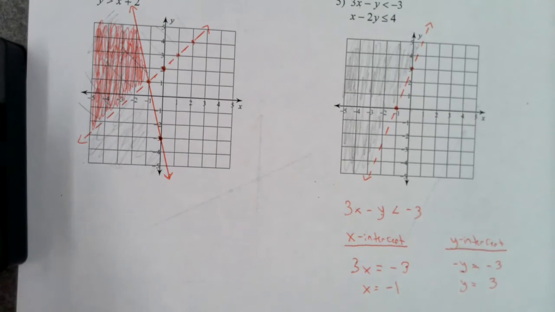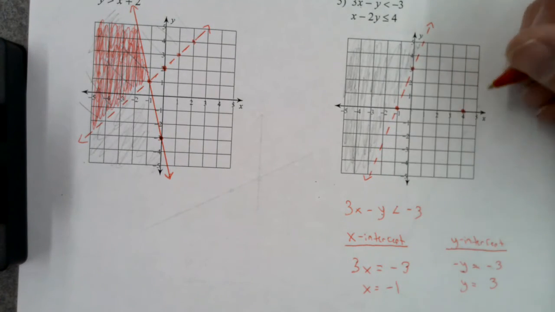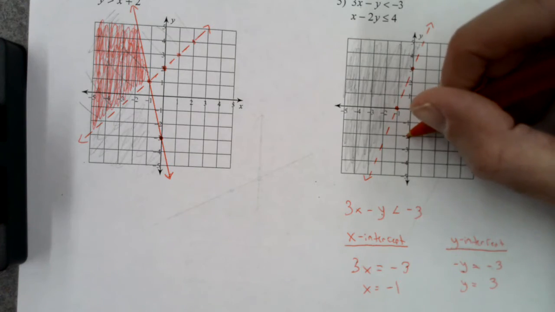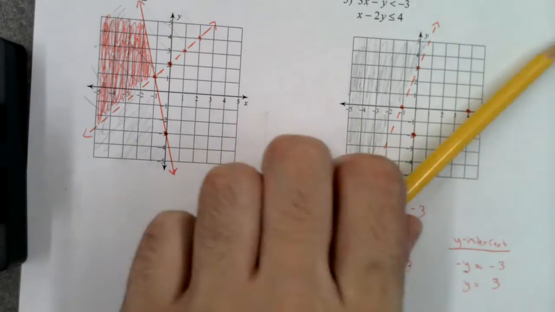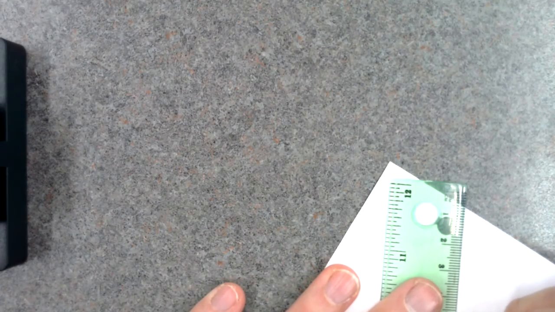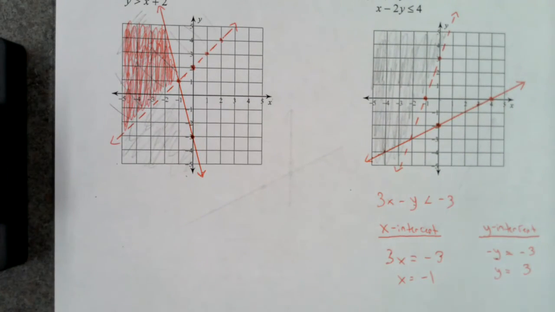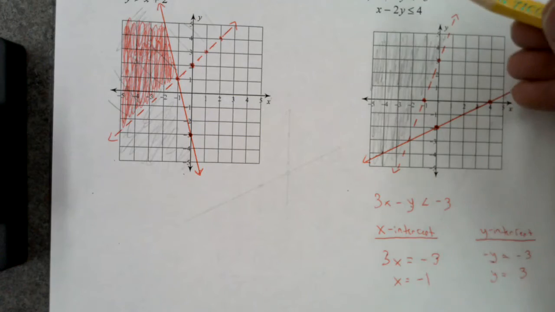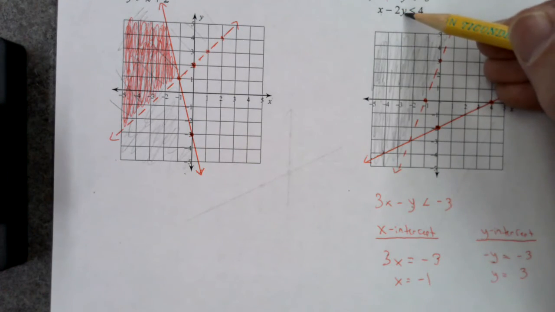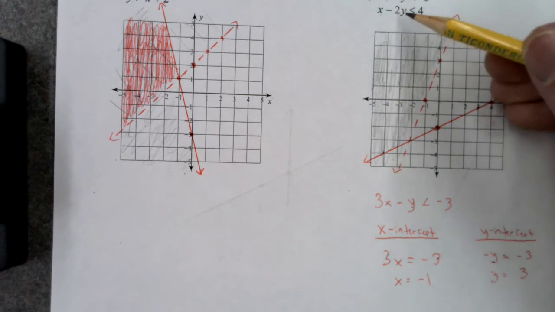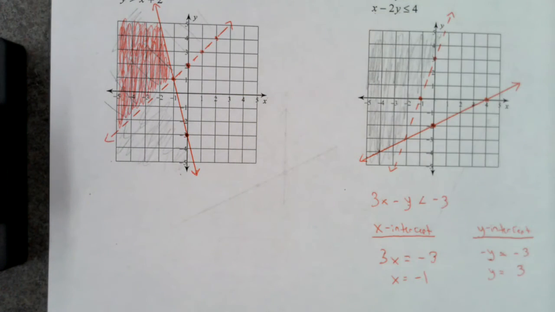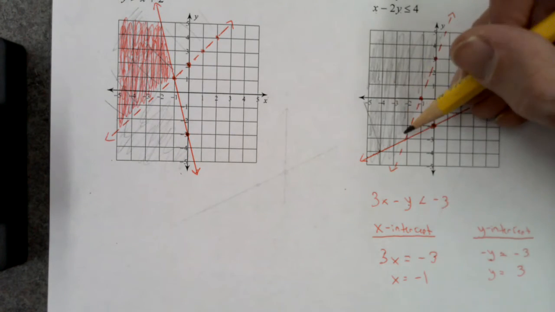Let's graph that. And we said the y-intercept was negative 2. Let's graph that. And this one is going to be a solid line, okay? A solid line. So let's do that. Now we have to shade. So let's pick a test point. Let's test the point 0, 0. Replace the x with 0 and the y with 0. That gives you 0 minus 2 times 0. So 0 is less than or equal to 4. That is true.